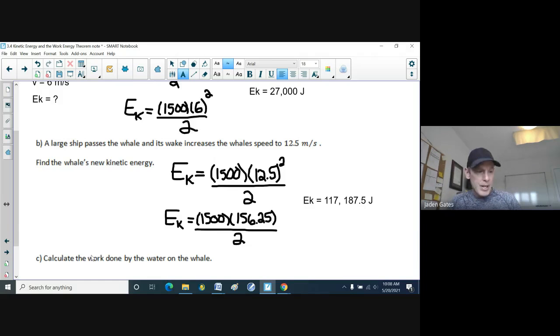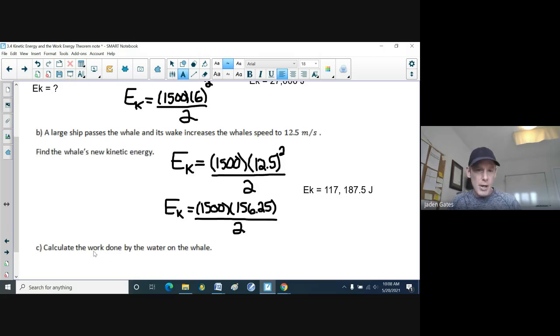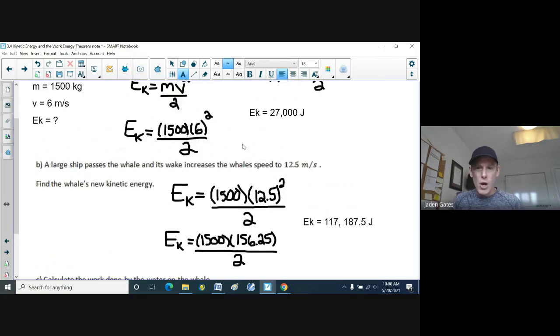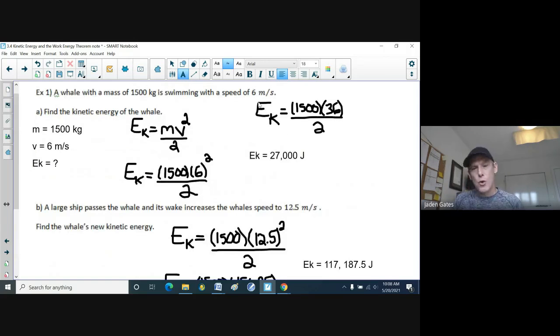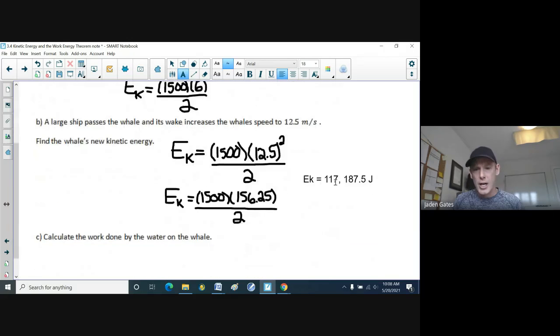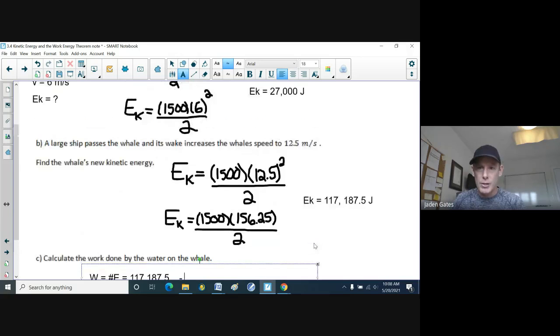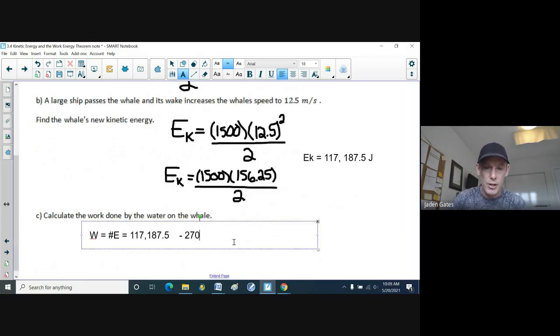And then we get to see here, calculate the work done by the water on the whale. So it was going 6 meters per second. Now the whale's going 12.5 meters per second, and our energy changed. And so again, with work that's gone into it, we're looking at our change in energy. Again, that hashtag's for delta, change in energy. And so the whale ended up with 117,187.5 joules of energy. That's what it finished with. It started with, what was it? I believe it was 27,000 joules of energy.